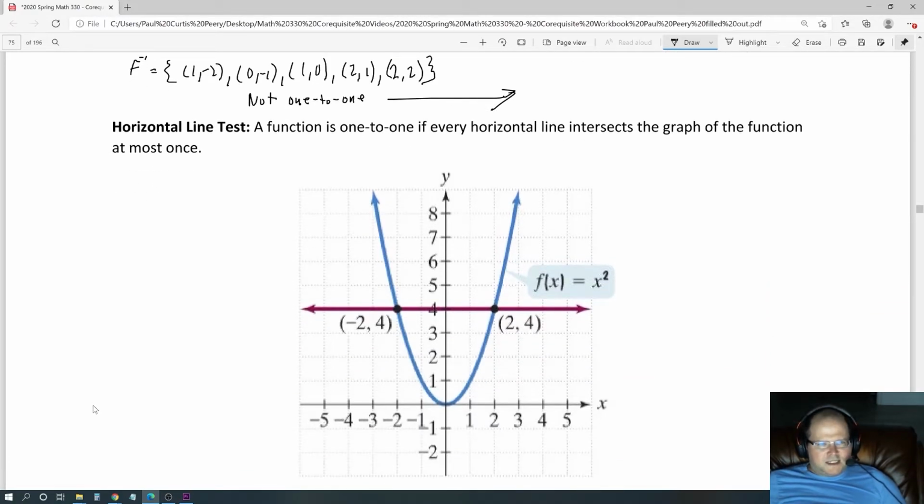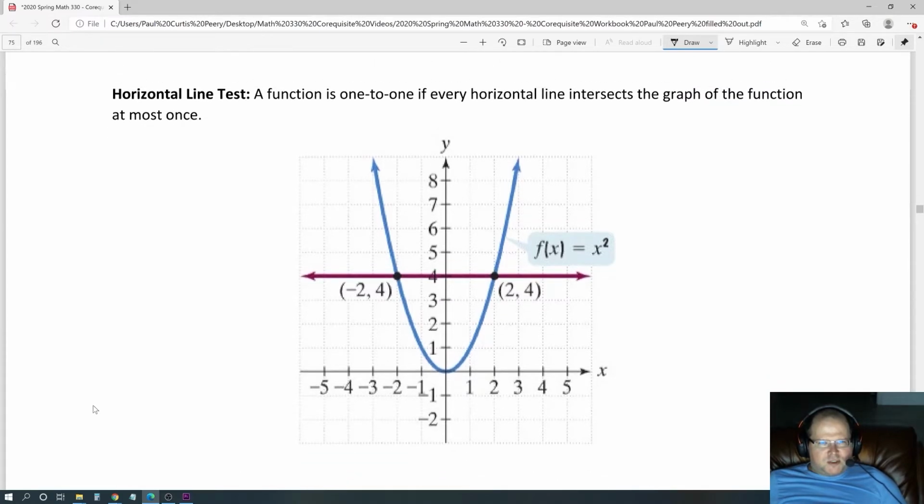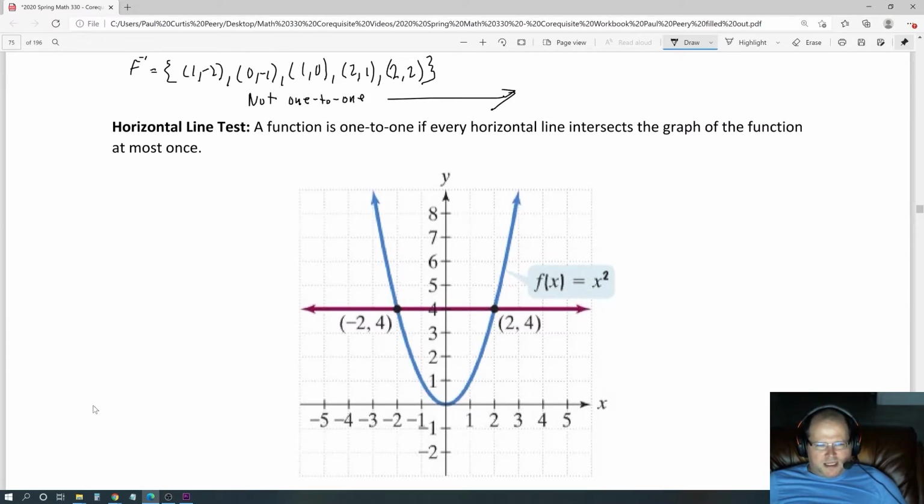So horizontal line test. A function is one-to-one if every horizontal line intersects the graph of the function at most once. Okay? So as you can see, this example right here, a horizontal line hit this twice. And again, this is what I was talking about, where -2 will give you a 4, but 2 will also give you a 4. So this is not a one-to-one function.